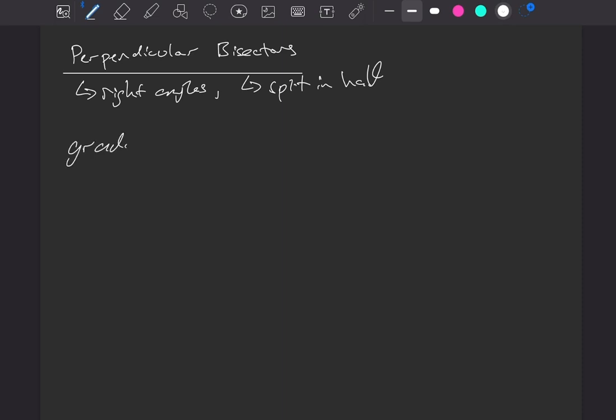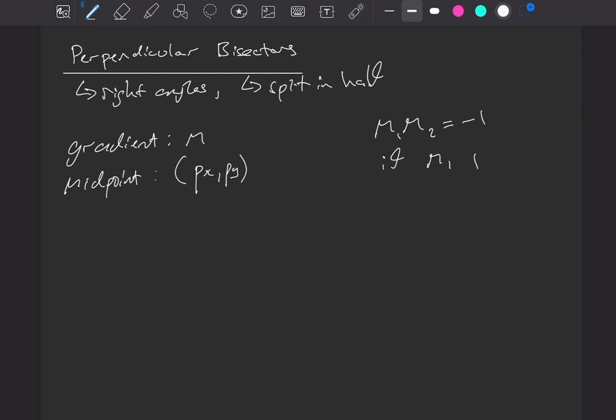If we think about what we've just found, we can say that the gradient was m, and for the midpoint, we'll call that point P. So the x-coordinate will be Px, and the y-coordinate will be Py. The gradients of the line and its perpendicular have a special relationship. Whenever we take the product of those 2 gradients, it will give us minus 1, which, if we rearrange, we can think of one as being the negative reciprocal of the other one.